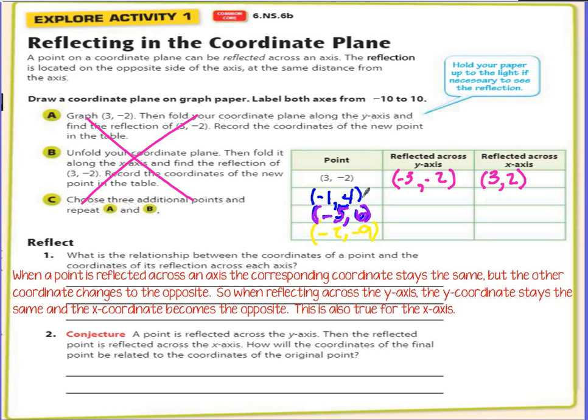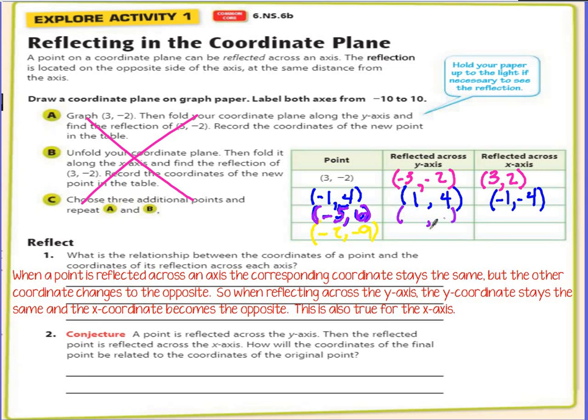All right, so if I'm going to reflect this across the y-axis, my y has to stay the same. So my 4 is going to stay the same because it's only moving left to right. It's not moving up and down. But my -1 becomes a 1. If I reflect across the x-axis, my x-coordinate stays the same, but then I get the opposite of my y-coordinate.